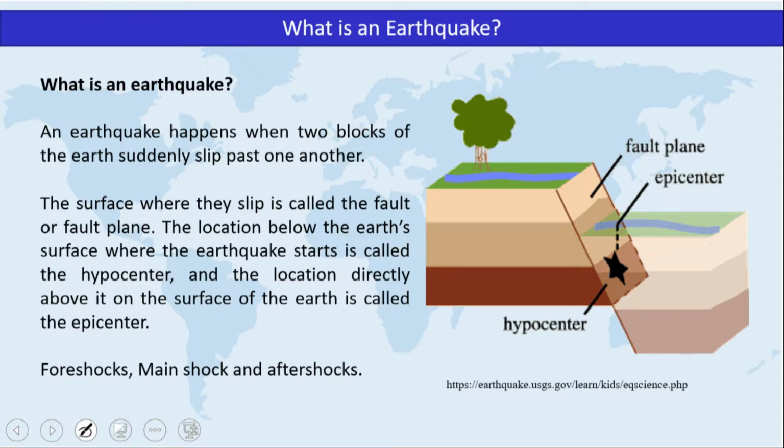The location below the Earth's surface where the earthquake starts is called the hypocenter, and the location directly above it on the surface of the Earth is called the epicenter. Before or after an earthquake, there could be several major or minor earthquakes. If those earthquakes happen before the main earthquake, they are called foreshocks, and if they happen after that earthquake, they are called aftershocks.